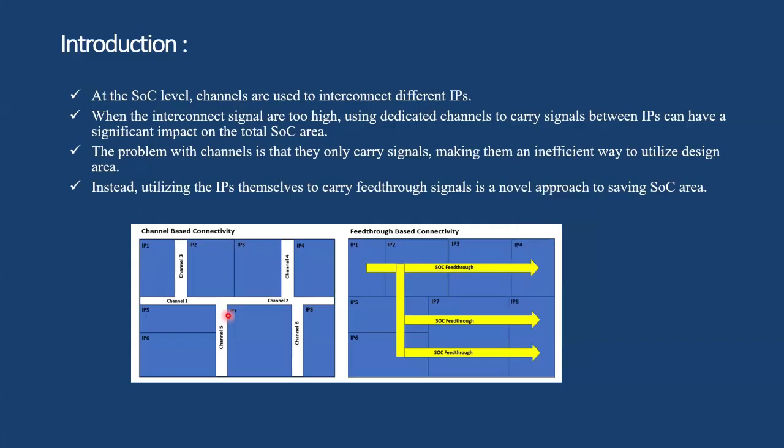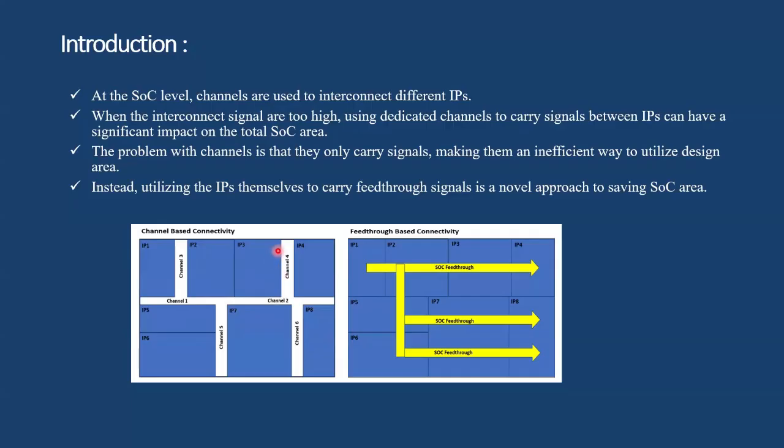If you refer to the below diagram, this is the channel-based connectivity where an SoC is implemented with different IPs. If there's a connection between IP1 and IP8, the signals have to go through these dedicated channels. The problem here is that when the interconnect signals are too high, using these dedicated channels to carry signals between the IPs can have a significant impact on the total SoC area. These channels only carry the signals. They don't have any logic associated with them, so this is an inefficient way to utilize the design area.